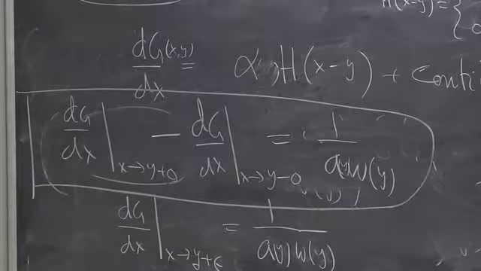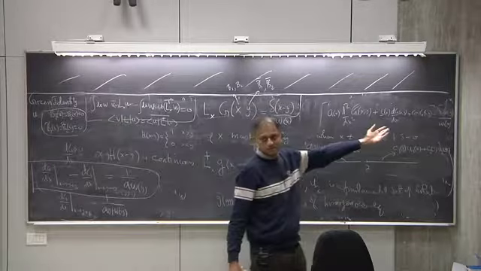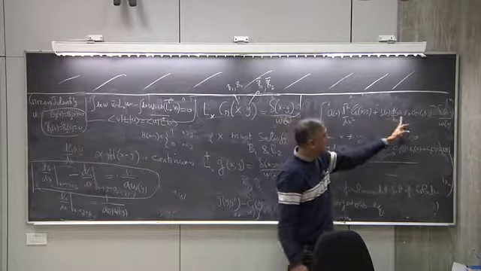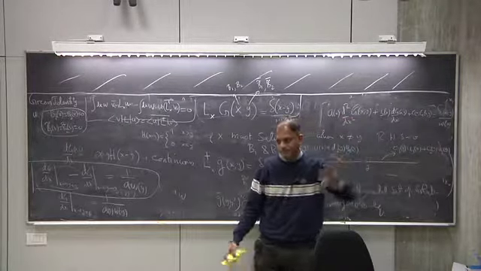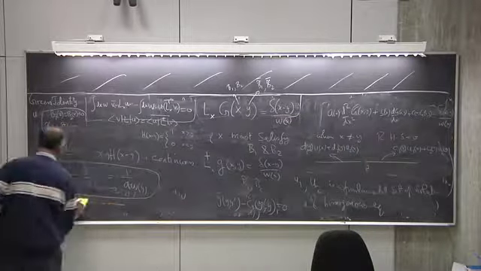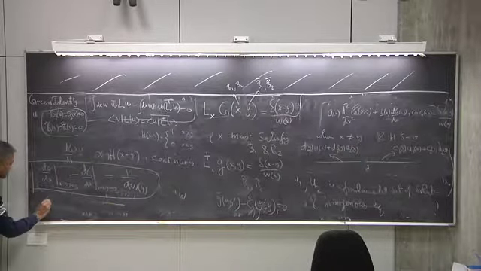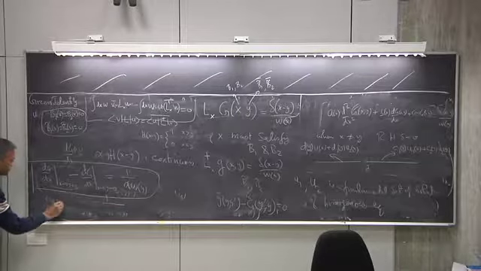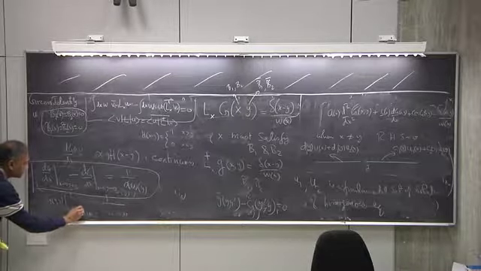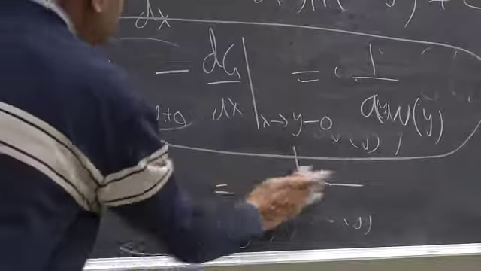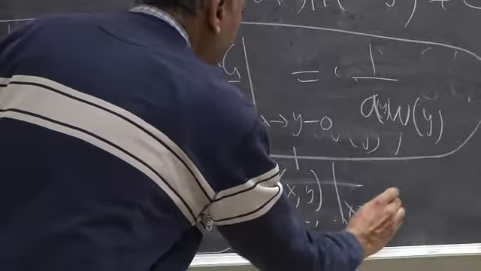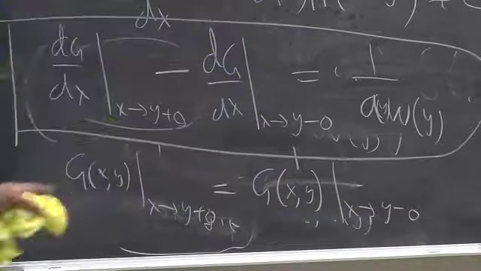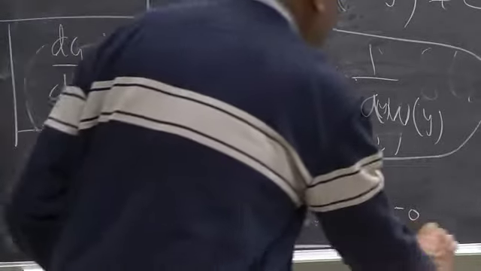The derivative has a discontinuity, but we also said that g itself must be continuous. G must be continuous, otherwise already the first derivative will give you a delta function, and the second derivative will give you delta prime. So this is one equation. Another equation is continuity: g of x, y as x goes to y plus 0 should be equal to g of x, y as x goes to y minus 0. These are the two equations.